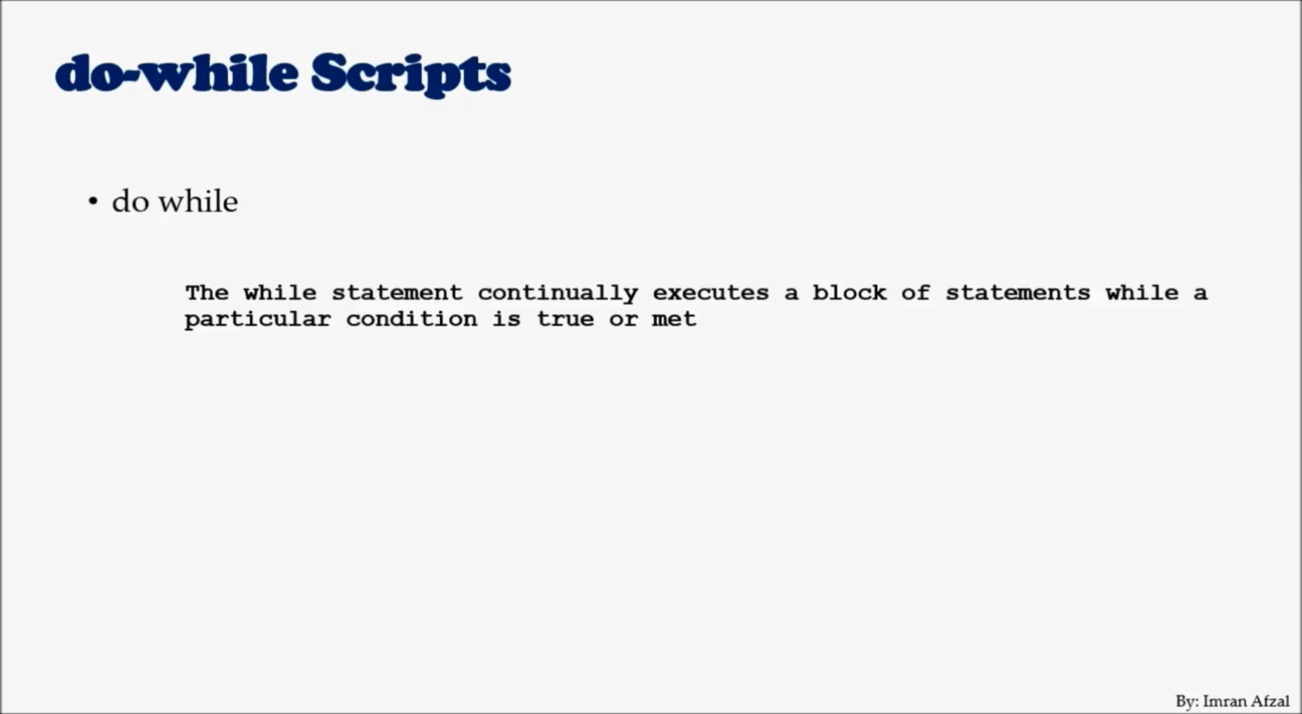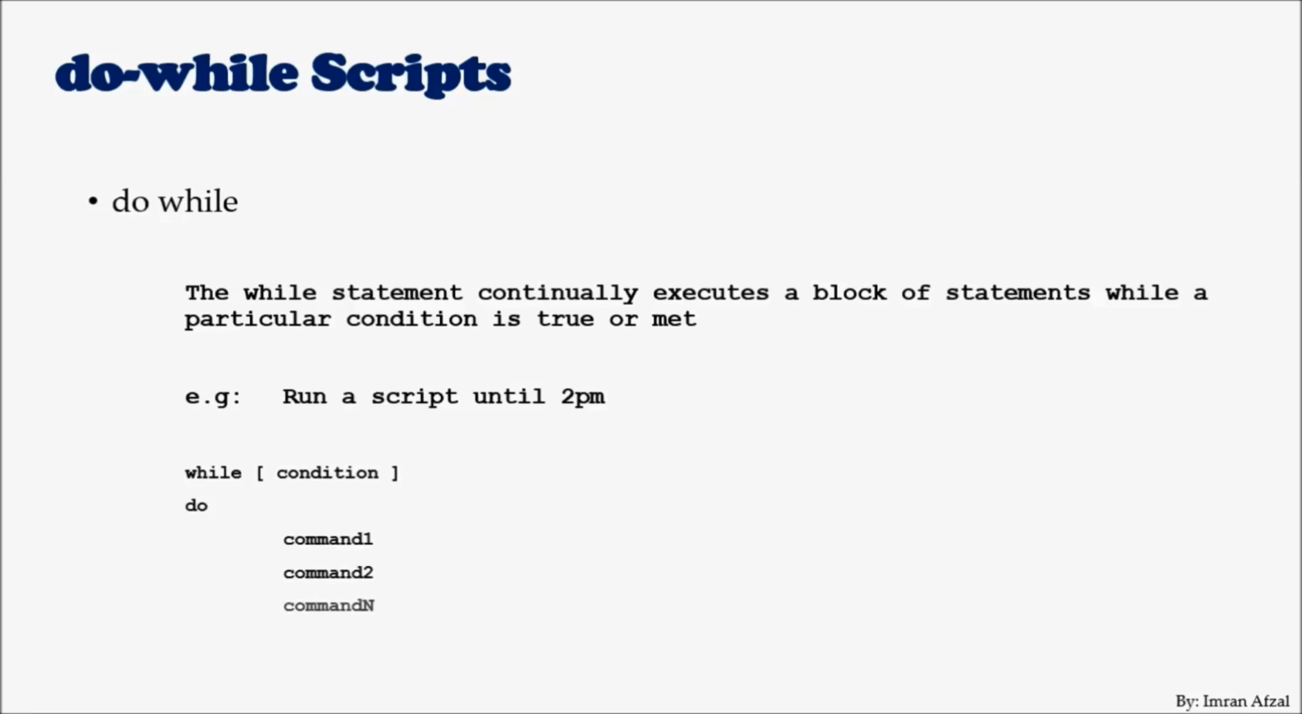And a lot of times the scripts or the daemons, the processes that never die, that keep running and running and running, they always have do while scripts because they are running continuously until a certain condition is met. So for example, run a script until 2 p.m. As soon as the 2 p.m. hits, you are done. Exit out. While condition, do command 1, command 2, command 3, and once all these commands are done and the condition is done, then you are done with your script.